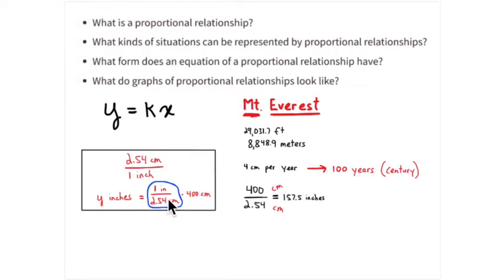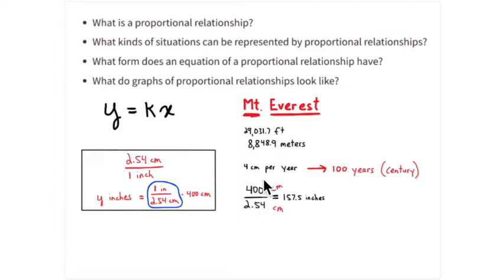So this is 1 over 2.54 centimeters times 400 centimeters. So notice that it's division right here: 400 divided by that 2.54 centimeters. So you're going to change this. I changed it to division and using the reciprocal of this relationship. So you're dividing, so it's 1 over 2.54 centimeters.